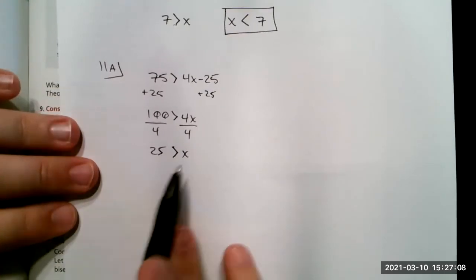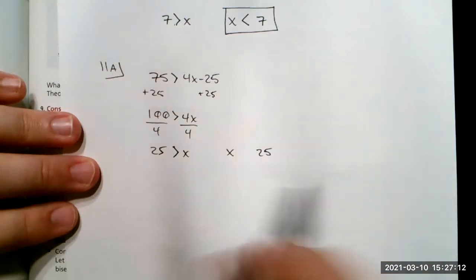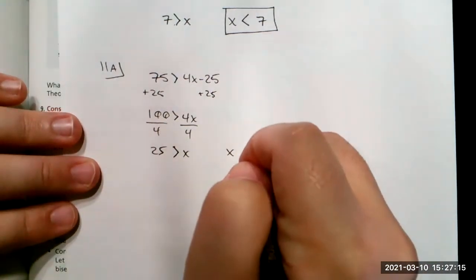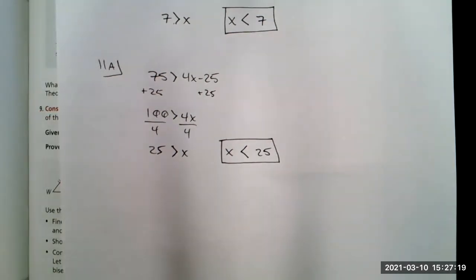I don't like to leave it like that. I always like my variable on the left. So I'm going to flip-flop those two, x and 25. Just make sure you flip-flop that sign. So x has to be less than 25.